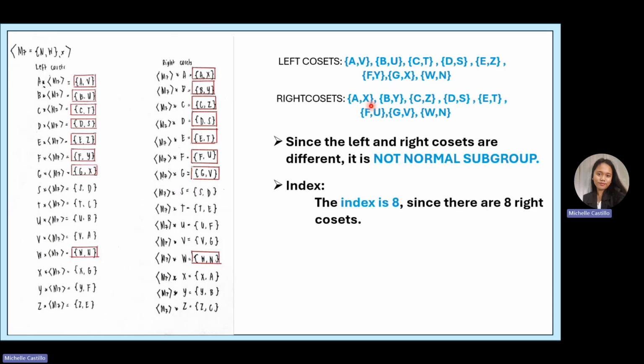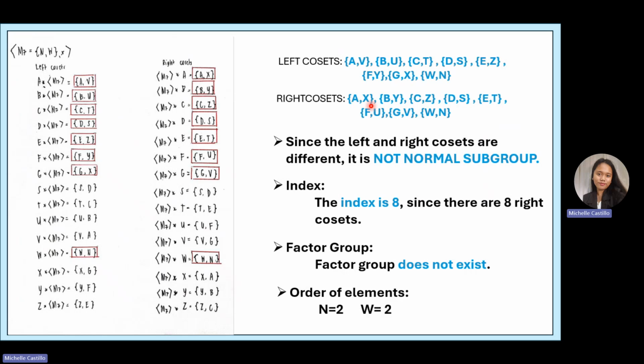The index is equal to 8 since there are 8 right cosets. The factor group does not exist since this subgroup is not normal. Then for the order of the elements, the order of the element N is equal to 2 since N star N is equal to N. Then the element W is also of order 2 since W star W is equal to N. These two elements need to be operated with themselves twice in order to get the identity element, which is N.